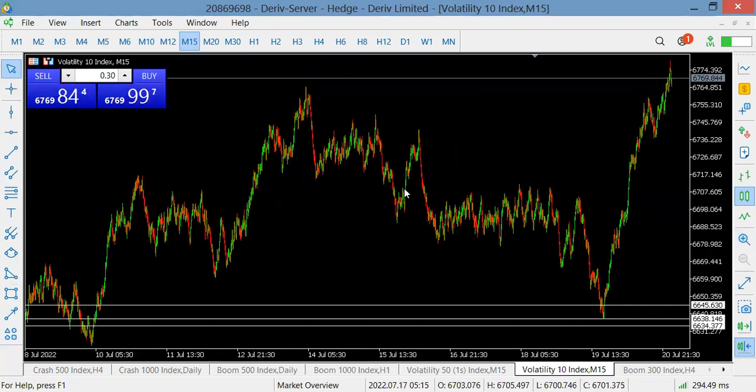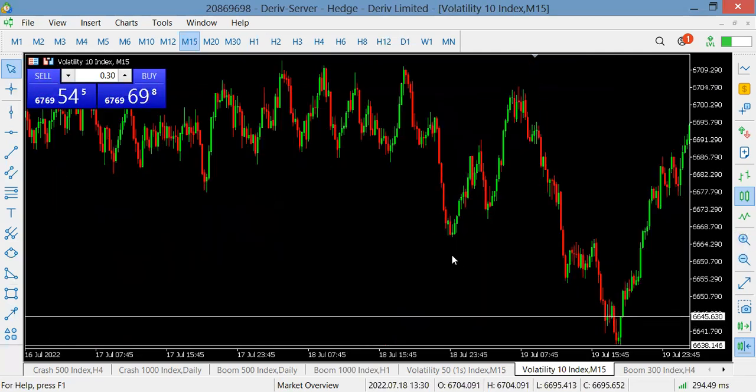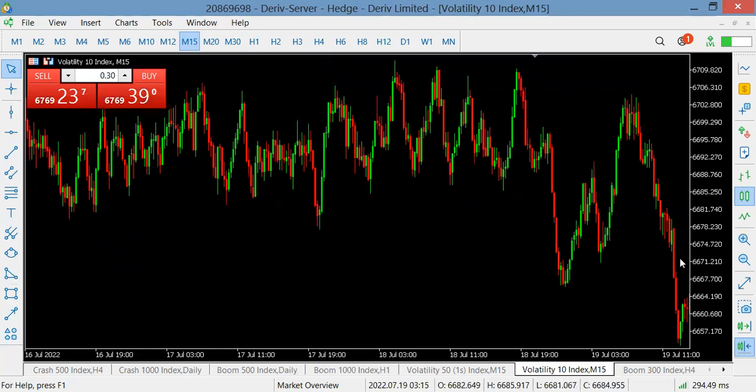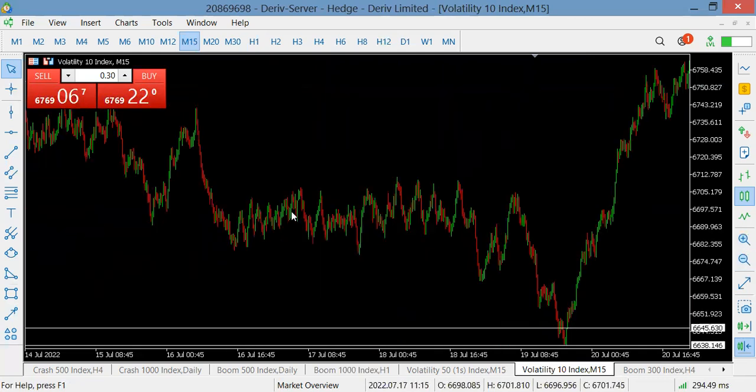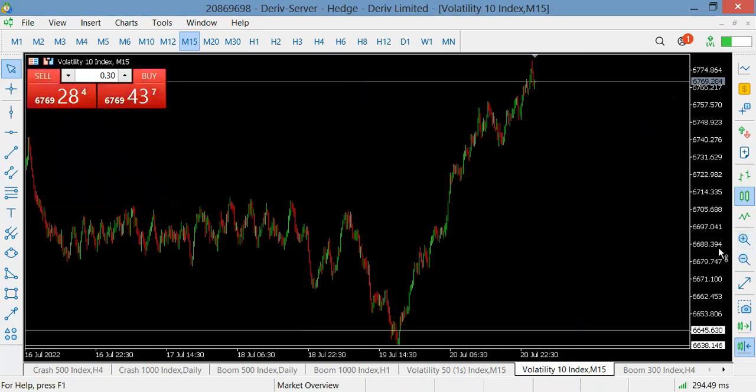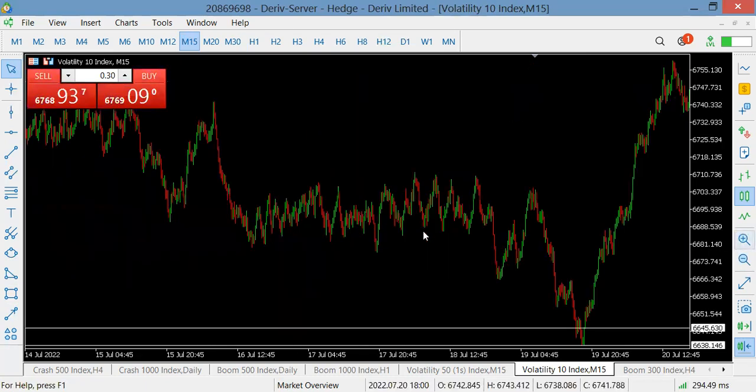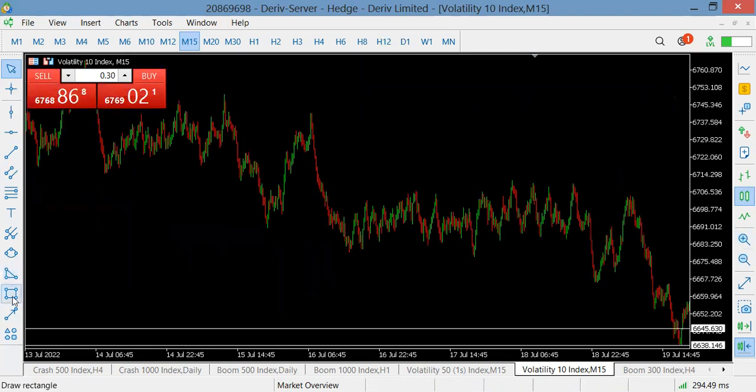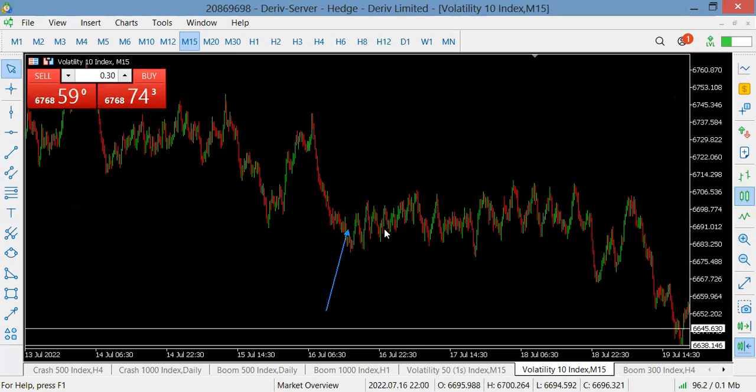Also, a couple of days back, I analyzed this market and gave a crazy detailed analysis about VIX 10, just VIX 10, not one S, VIX 10. And I speculated that price was going to drop. When I was analyzing this market, price was at this zone, and all this move, all these candles we are seeing, hadn't played out.